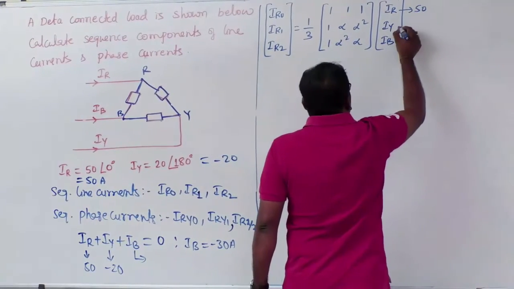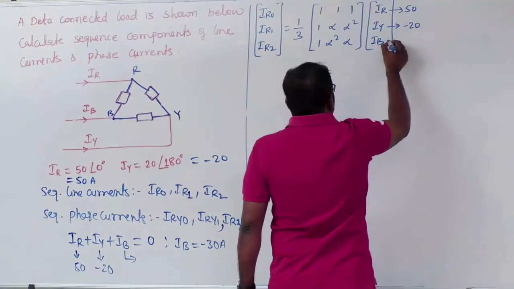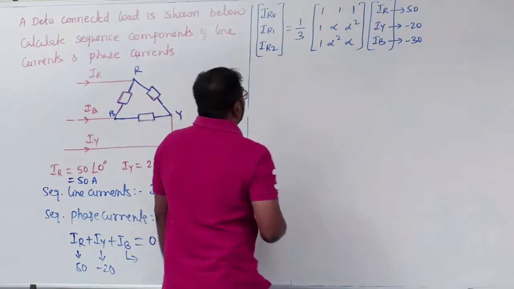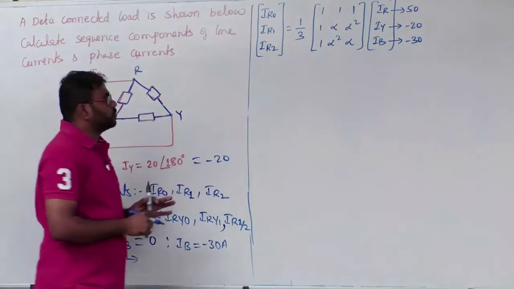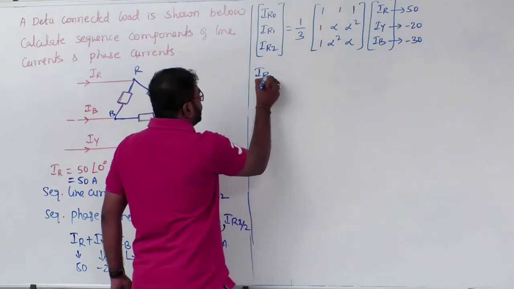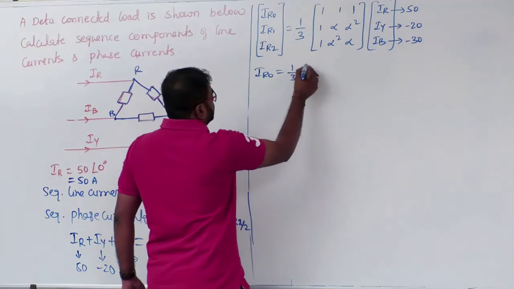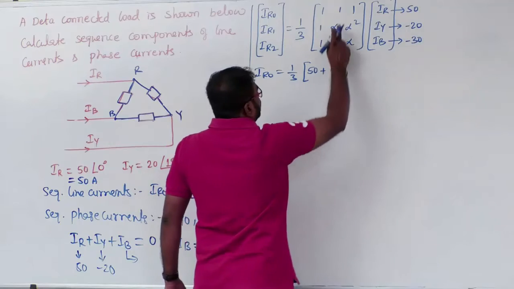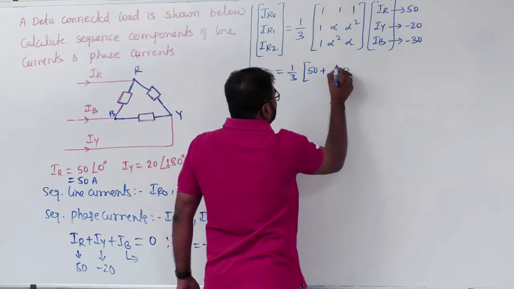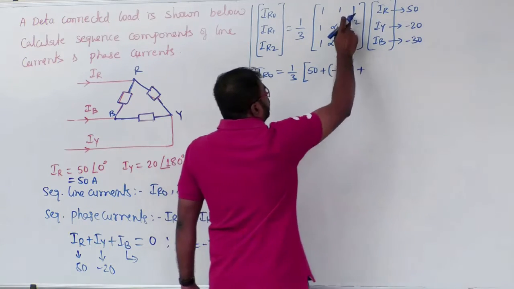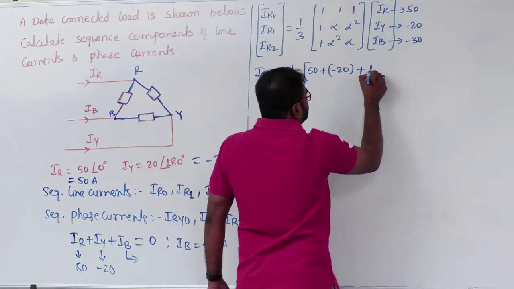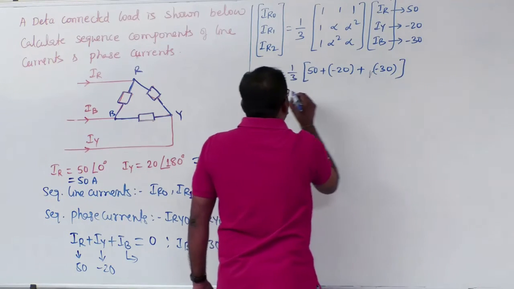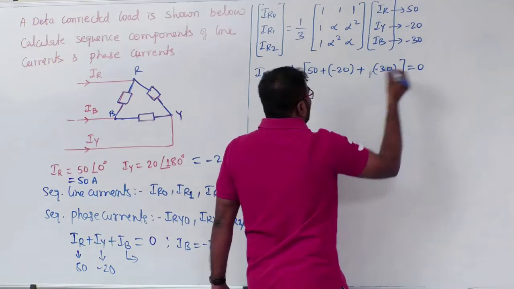So what is the IR value? 50 ampere. What is the IY value? Minus 20 amperes. What is the IB value? Minus 30 amperes. Now let's solve this. We get IR0, IR1, IR2. Have a look here. What is the IR0 value? 1 by 3 times 1 into 50 plus 1 into minus 20 plus 1 into minus 30. So we get this value 0 ampere.